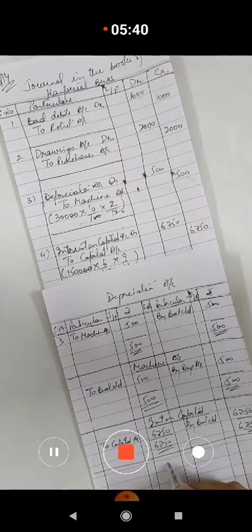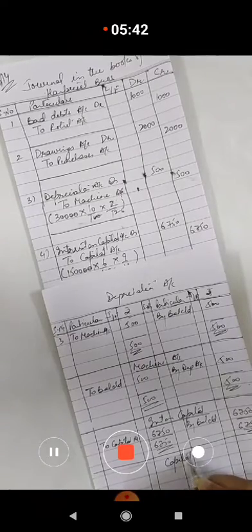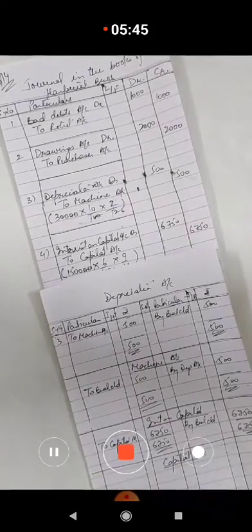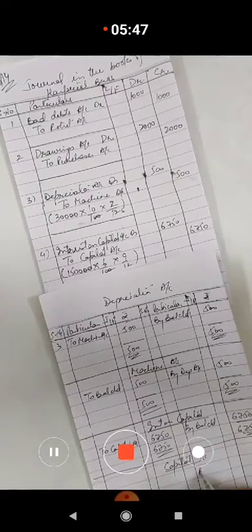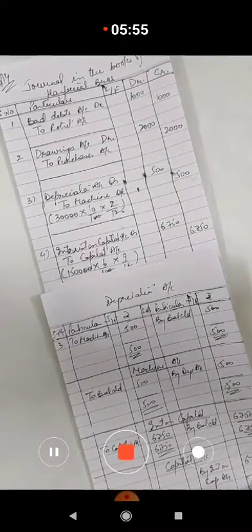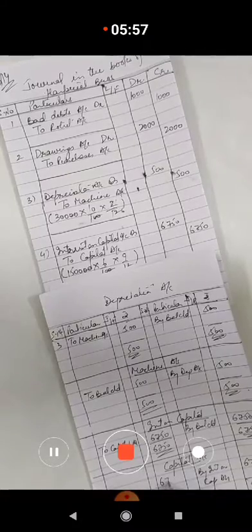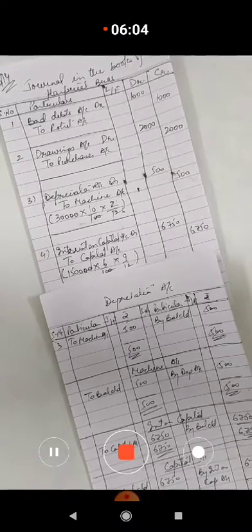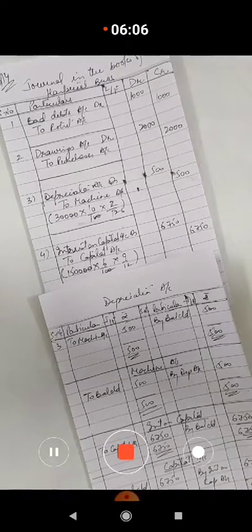Move to capital account, so you will write here capital account, close it. Capital is on the credit side, you will write here by interest on capital account 6750, 6750, double and close. Here you will write 6750 with to balance carried down, again double and close with the capital account.